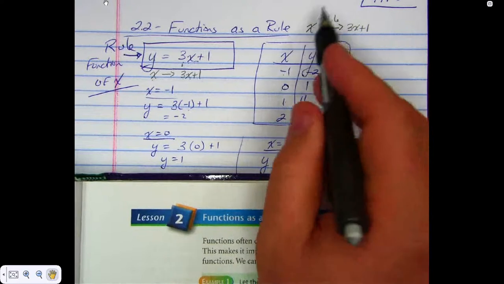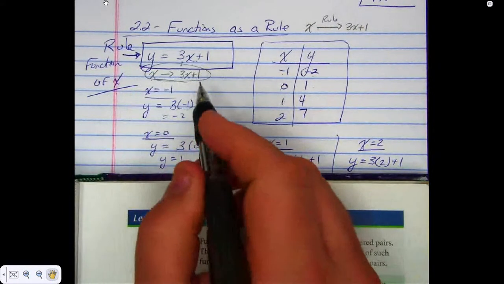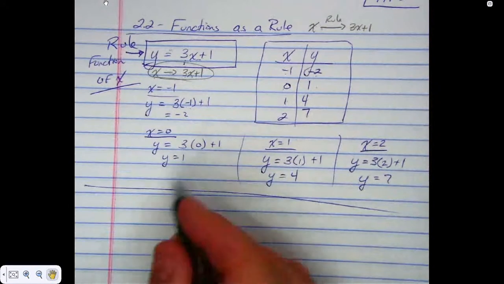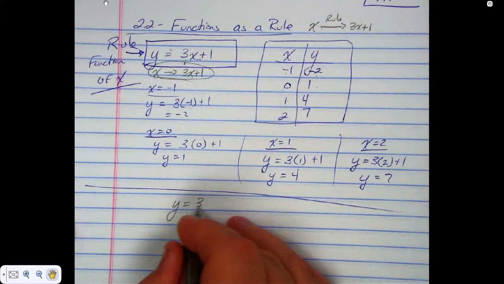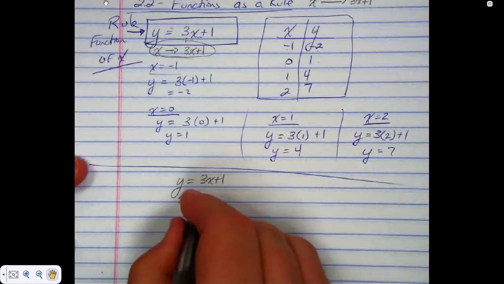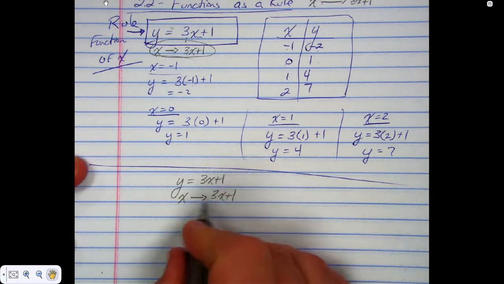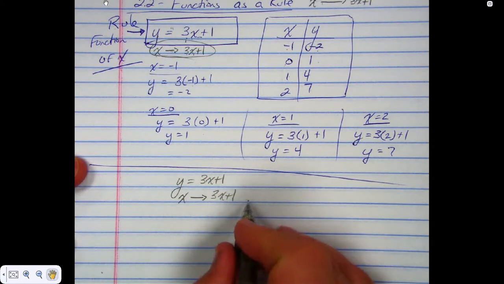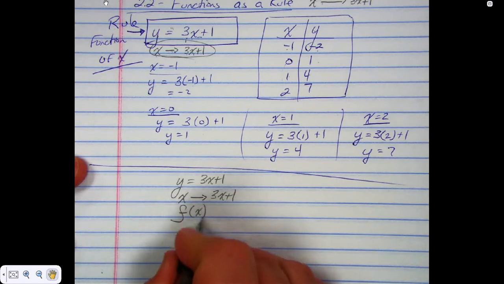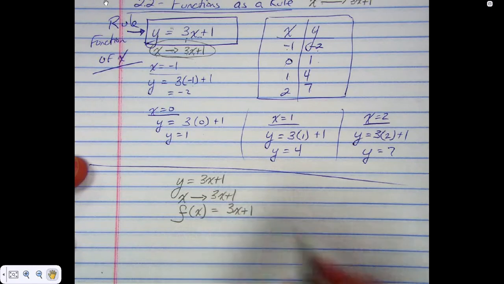What you're used to seeing is that we use a different variable for what this rule changes x into. This is a different form of the same thing. The function we just did was y is equal to 3x plus 1, correct? Yes. Another way to write it would be x transforms into 3x plus 1. x changes from x to what? 3 times whatever x is plus 1. The other way to write it is in function notation. This function of x is equal to 3 times whatever x is plus 1.